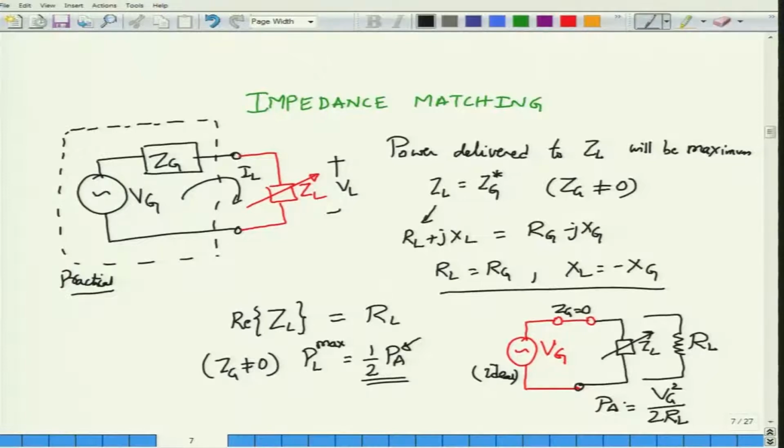When you actually look at the practical scenario, when Zg is not equal to 0, you can show that the power that is delivered, which would be the maximum power delivered under the condition that the source impedance is not 0, is only Vg squared divided by 4RL. Okay. So you can see that in this scenario you are only able to get about 50% of the efficiency that you would have obtained. You are able to get only 50% efficiency simply because Zg is not equal to 0.